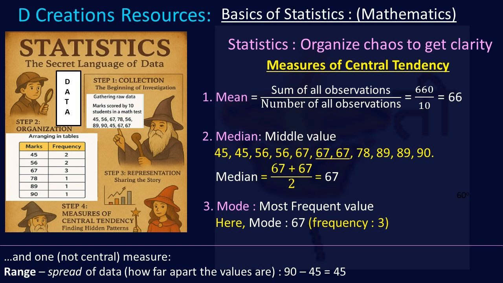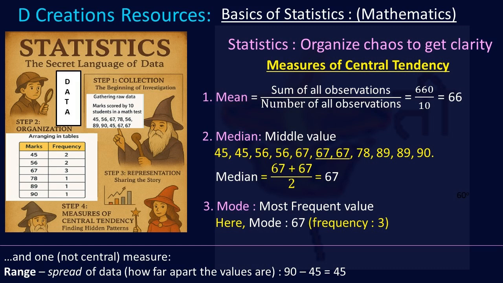Now let's go to the next parameter, which is median. Median basically means the middle value. Now if the data points are odd, it's easy to just point out the middle value. But if they are even, then you have to take the middle two numbers and take their average. For example, in this case, when you organize them in ascending order, you will find that the two middle numbers are 67 and 67. So median is just going to be their average, which is 67 itself. So median is 67.